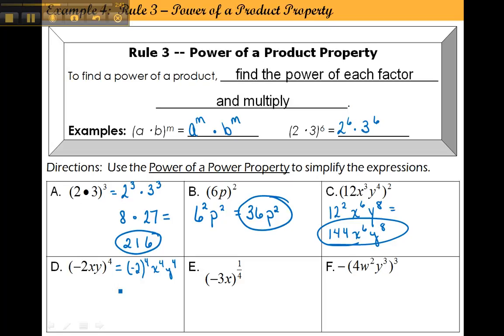So negative 2 to the 4th is going to be negative 2 times negative 2, which is positive 4, times negative 2, which is negative 8. Negative 8 times negative 2 gives you positive 16. So the negative 2 to the 4th simplifies to 16. And then x to the 4th, y to the 4th.